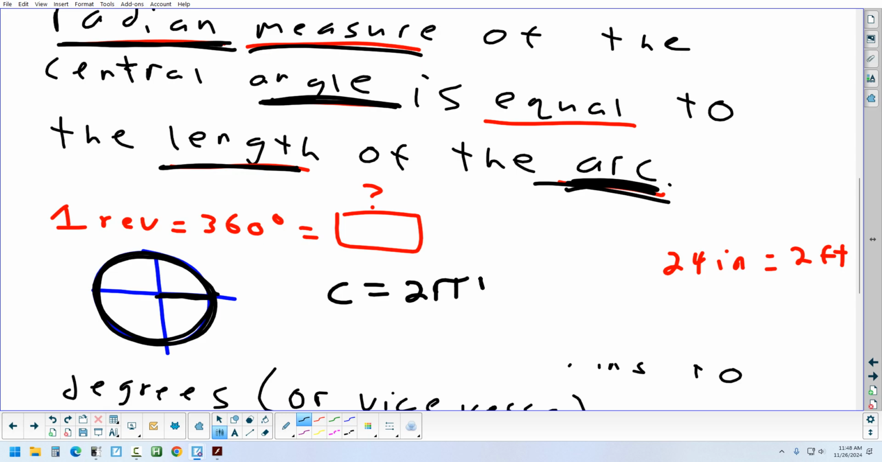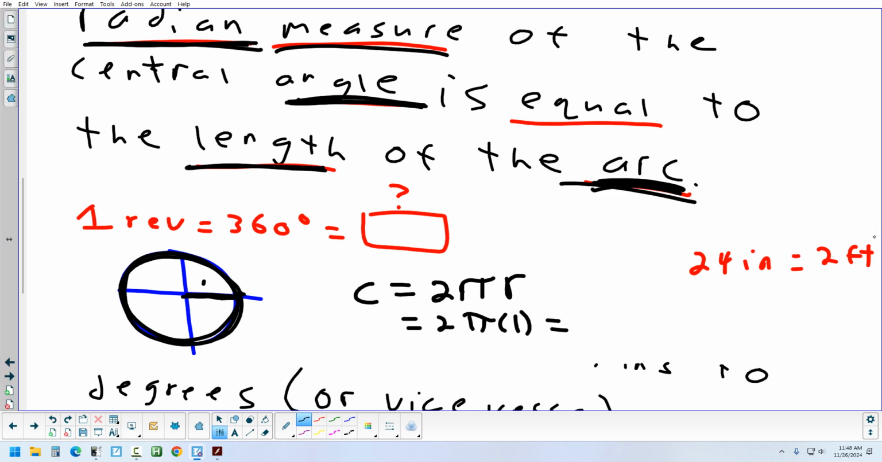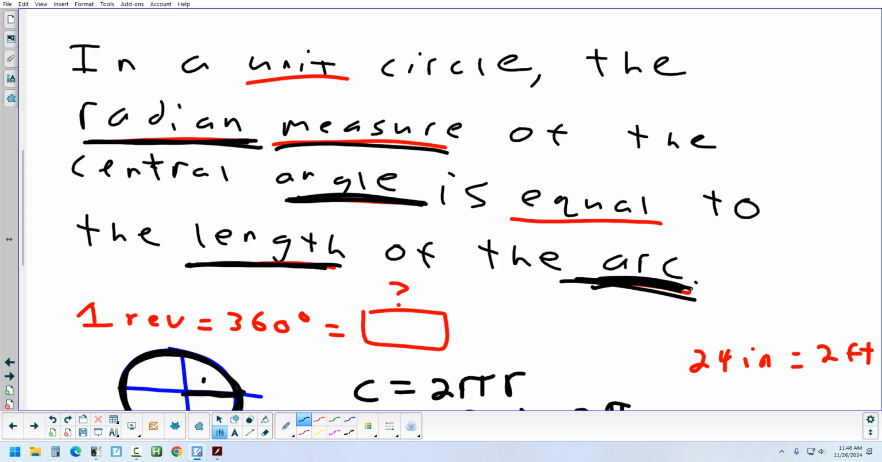And specifically, we are dealing with a unit circle. What is the radius in a circle that's a unit circle? 1. So let's plug in 1 for my radius. And if I simplify that but leave the answer in terms of pi, what do you get for the circumference of the unit circle? Yep, 2 pi. So now we know the length of the arc that goes all the way around the circle.